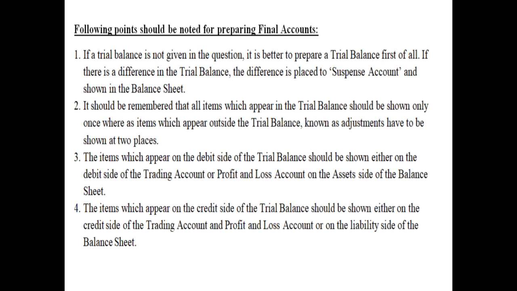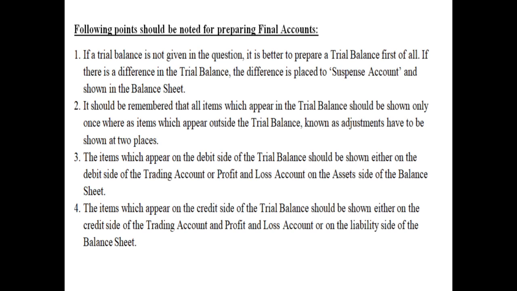And this is the reason why we have already discussed in part 1 that if closing stock is given inside the trial balance, then it will be shown only and only on the asset side of the balance sheet. But if the closing stock is given outside the trial balance, then it will be shown at two places, firstly on the credit side of the trading account, and secondly on the asset side of the balance sheet.